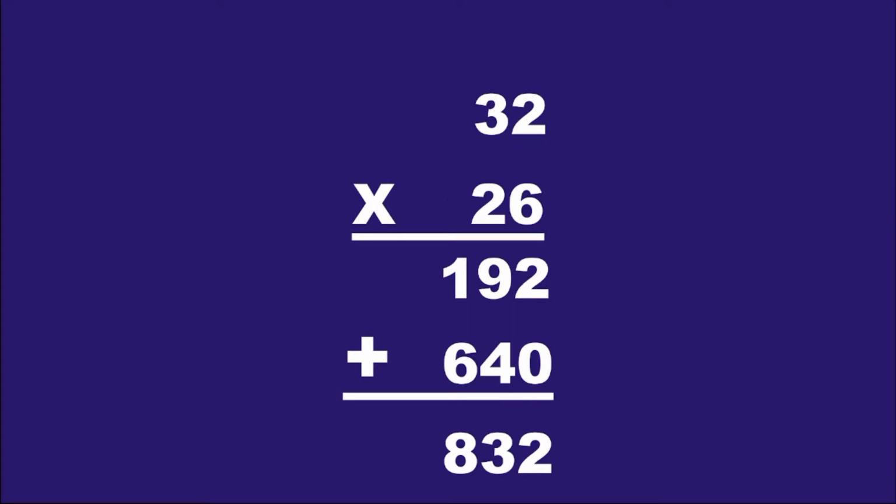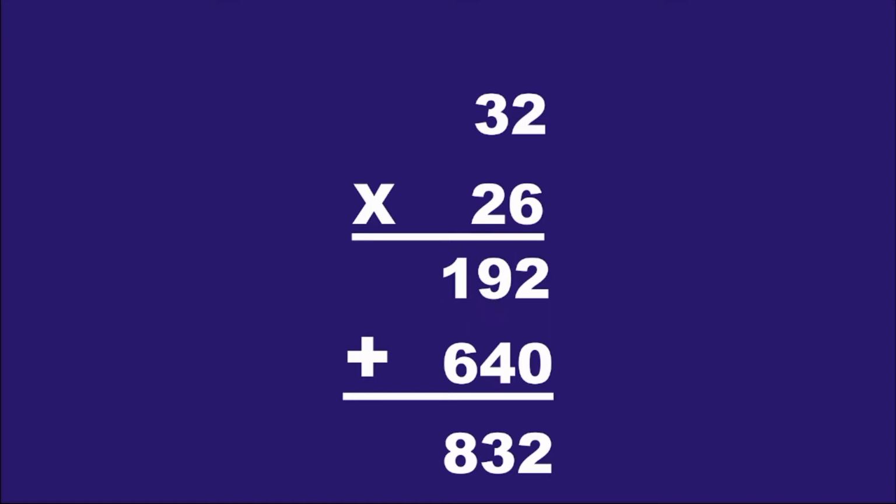Our next problem is 32 times 26. This is a 2-digit times 2-digit. To do this, we have to align them by the 1s, 10s, and 100s places. So 2 times 6 would be 12, which is 2 digits. So 2 goes in the bottom, and 1 goes above the 3. Then 6 times 3 would be 18, plus 1 will be 19.